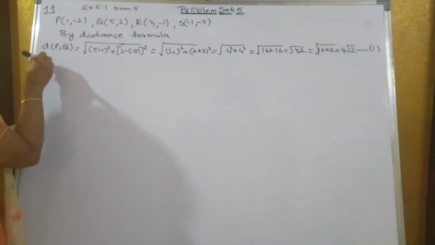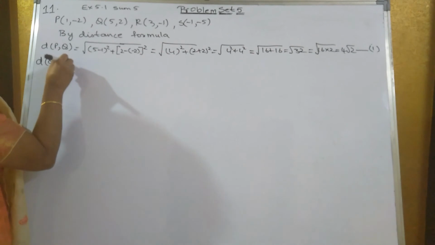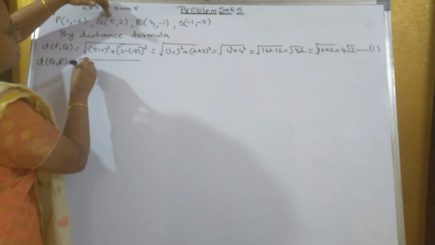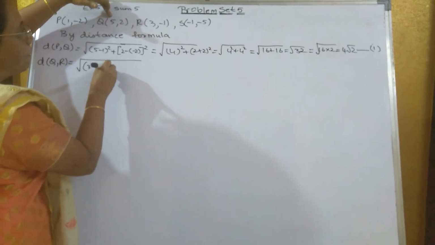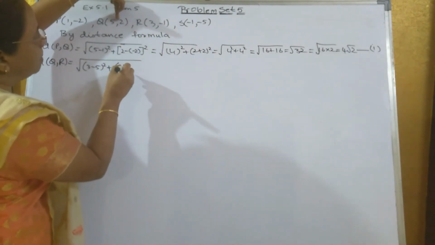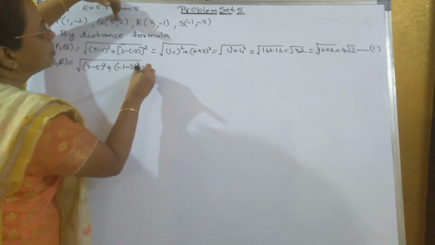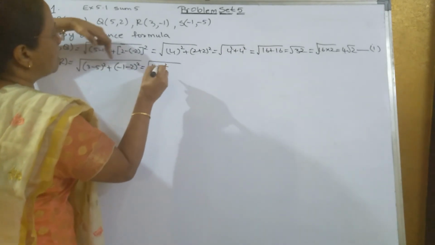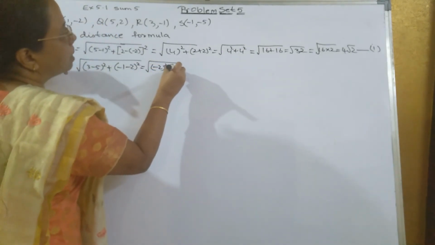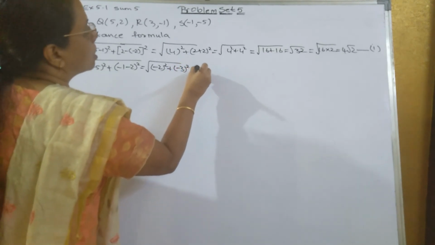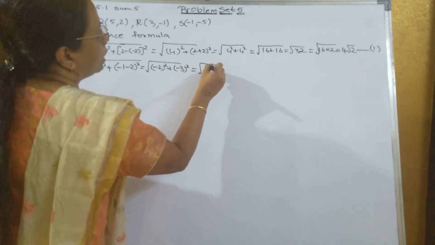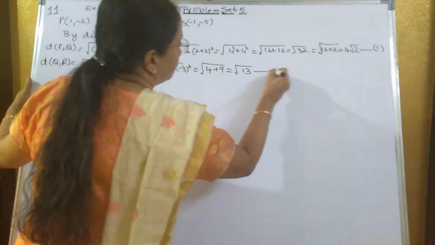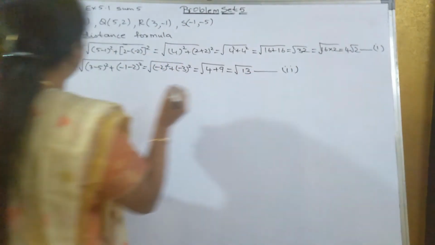Similarly, you will find out distance QR. Distance QR is what? QR, that is (3 minus 5) the whole square plus (minus 1 minus 2) the whole square. 3 minus 5 is how much? Minus 2 the whole square. Minus 1 minus 2 is how much? Minus 3 the whole square. That's equal to 4 plus 9, that's equal to root 13. Let this be 2.